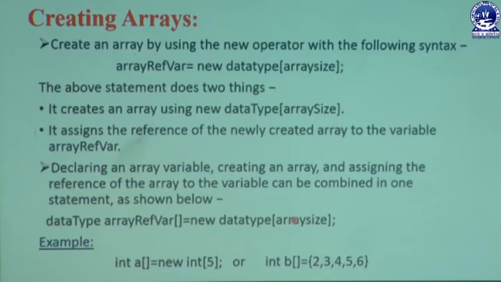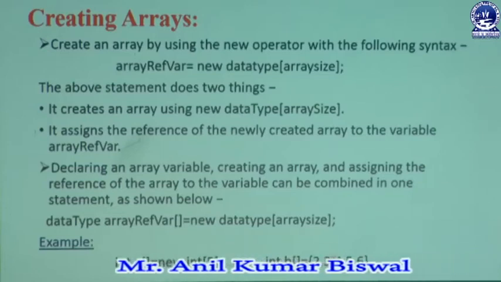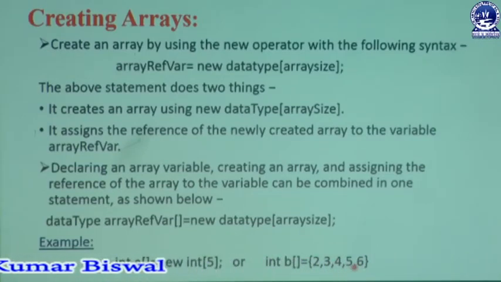Then we can learn an example. We write the data type int, then a is an array type variable with a subscript, then equal to, then we write new int with a subscript and the size 5. In this way we can declare the array variable, and that array variable contains size 5. Otherwise, we can also declare int b as an array type variable with a subscript equal to, and at that time, whenever we declare an array variable, we can also declare constants in it: 2, 3, 4, 5, 6, which means the array size is declared as 5.